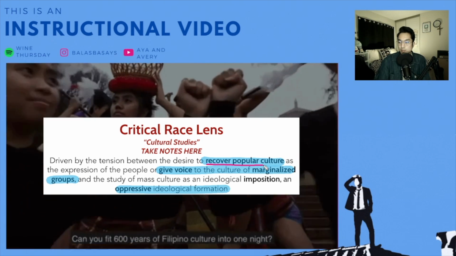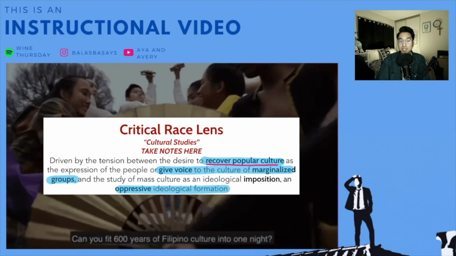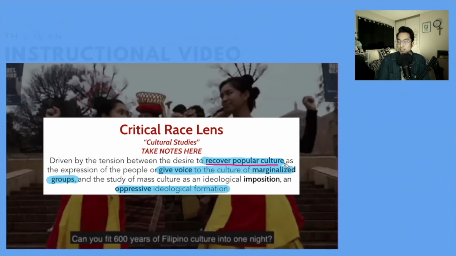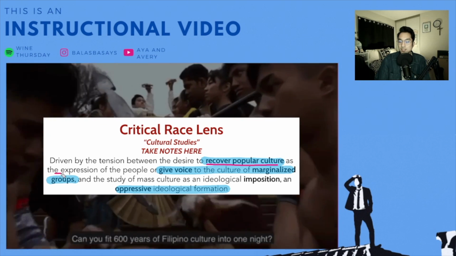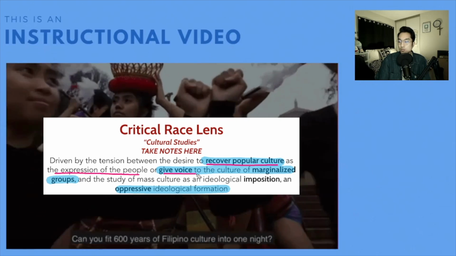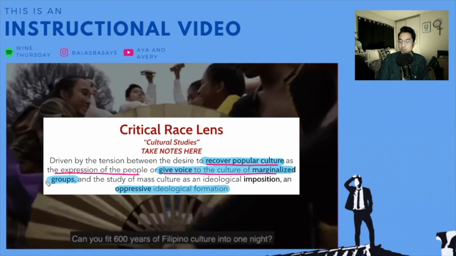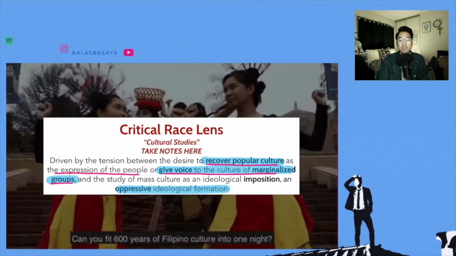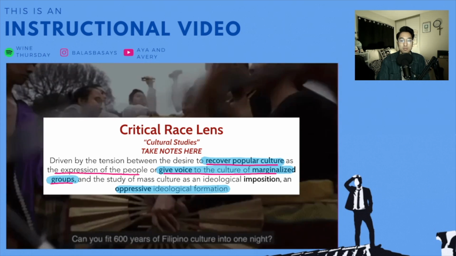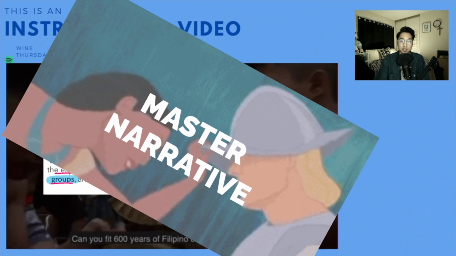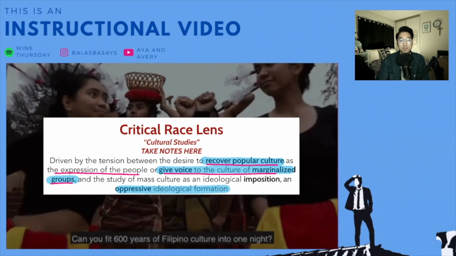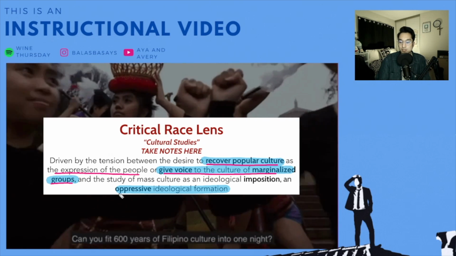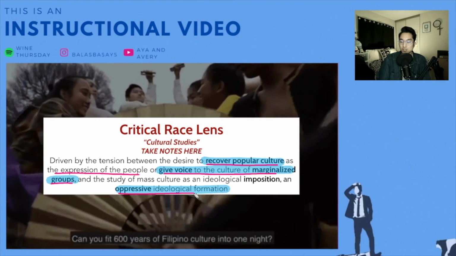So, recover popular culture. The popular culture that this is pointing at would be the dominant or master narrative. The next part of this definition looks at how the desire to recover popular culture as the expression of the people or to give voice to the culture of marginalized groups. This is saying that cultural studies intends to highlight and give voice to oppressed or marginalized people. And look at how the dominant culture, again, like the master narrative, silences or suppresses certain narratives, like the counter narrative. And this silencing or suppressive culture is the oppressive ideological formation.